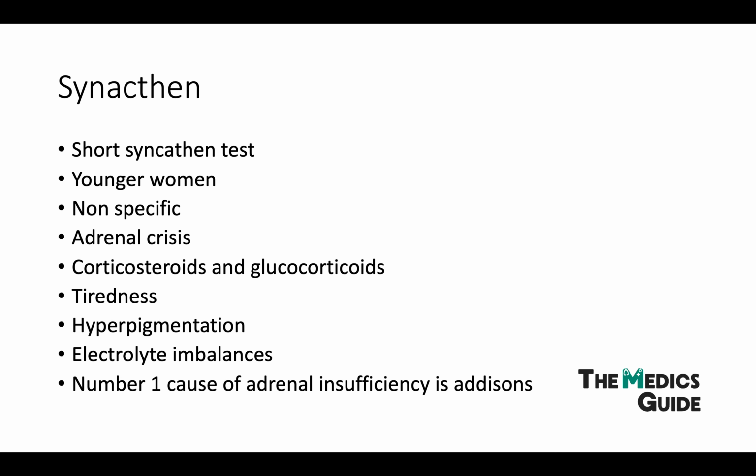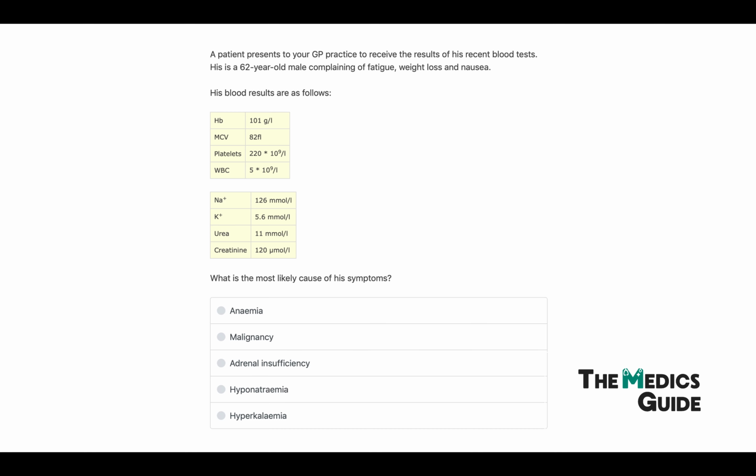Right, a couple of questions just to finish off. A patient presents to your GP practice to receive the results of his recent blood test. He's a 62-year-old male complaining of fatigue, weight loss and nausea, and his blood results are as follows. I'm sorry I haven't got the normal values, but I can tell you that the Hb is low, and the sodium is low and the potassium is high.